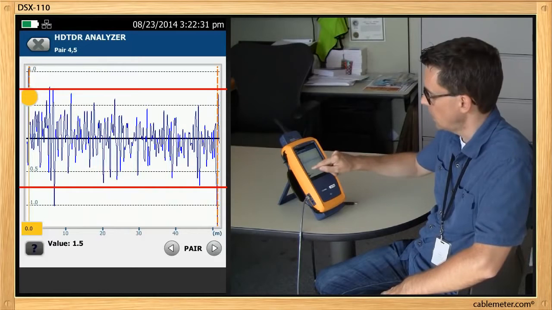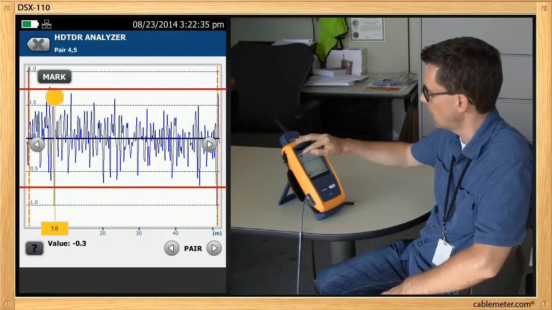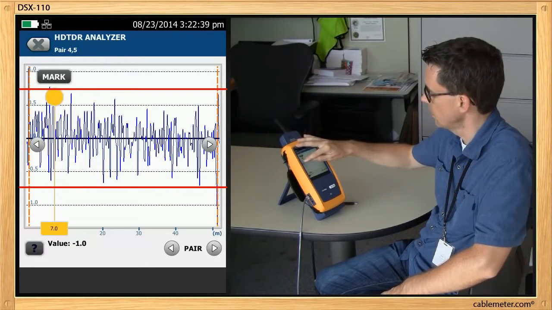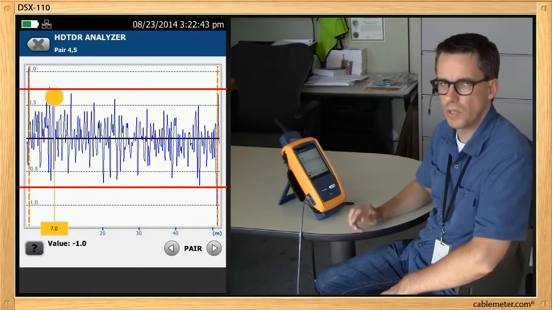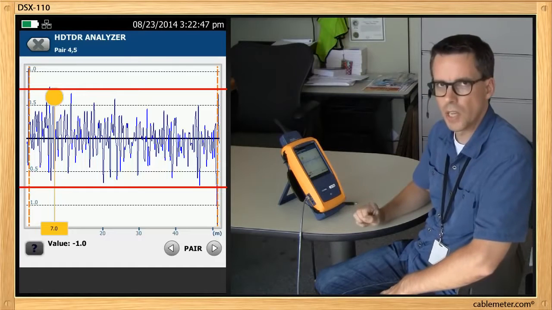Of course, somebody might spot this little spike here, and indeed I can move my cursor to that location. Let me fine tune that. And around about 7 meters, 23, 24 feet, it's found an anomaly that exceeds our 0.8.